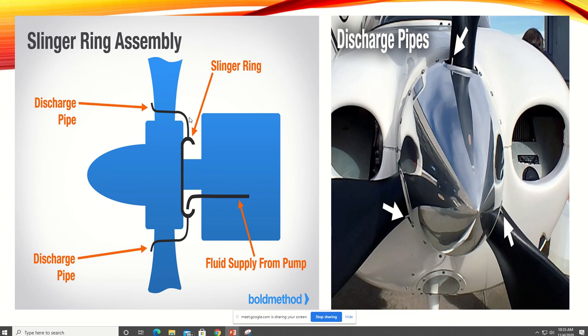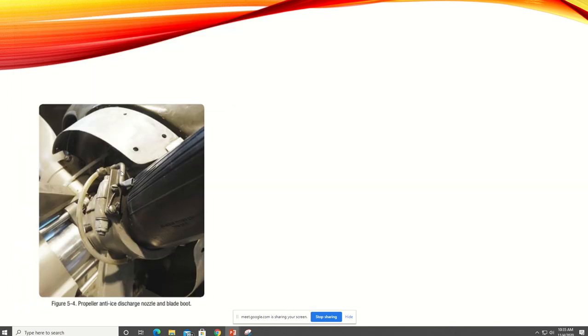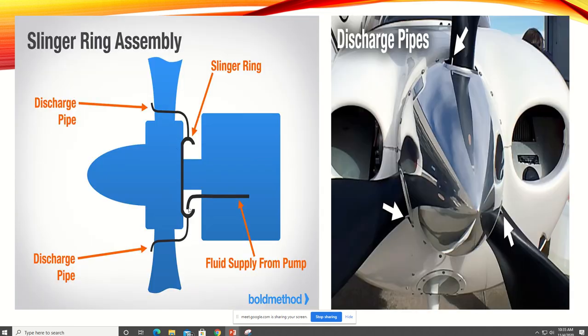Okay, slingering again. The discharge pipe just now, you can see the discharge pipe. Discharge nozzle or discharge pipe is the same thing. The slinger ring is a U shape, okay? The nozzle is U shape type piping. It has its function, why it is U shape like that.